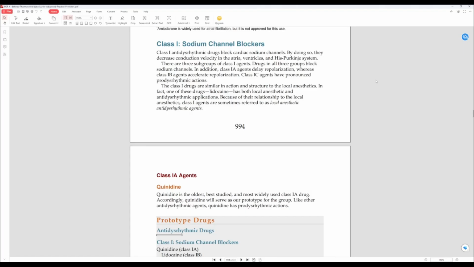In addition, class 1A agents delay repolarization, whereas class 1B agents accelerate repolarization, and class 1C agents have pronounced prodysrhythmic actions. The class 1 drugs are similar in action and structure to the local anesthetics. In fact, one of these drugs, lidocaine, has both local anesthetic and antidysrhythmic application. Because of their relationship to the local anesthetics, class 1 agents are sometimes referred to as local anesthetic antidysrhythmic agents.